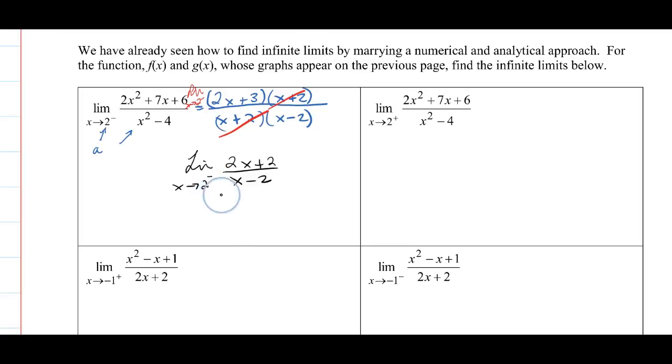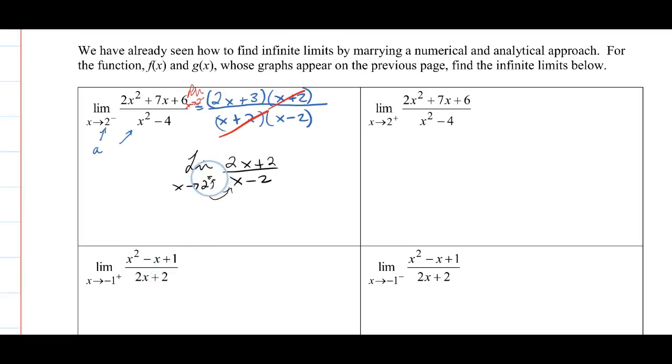If I were to plug this 2 in, I would find my denominator is still 0, my function is still undefined, which means my two-sided limit does not exist, because I can't further cancel this and evaluate it. But my one-sided limit can exist. It's just going to not be a real number. One-sided limits do not have to be a real number.